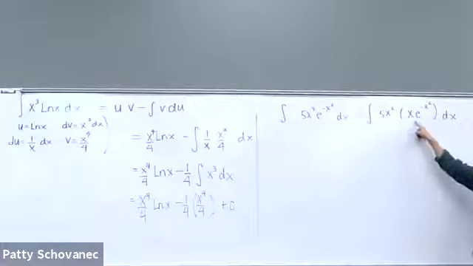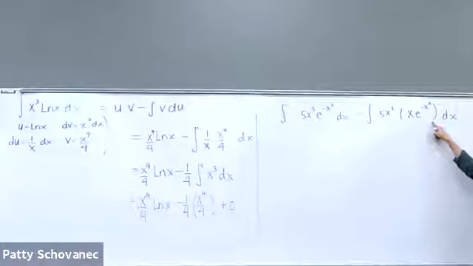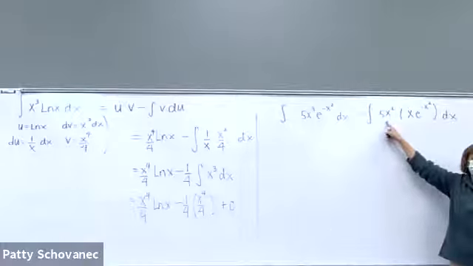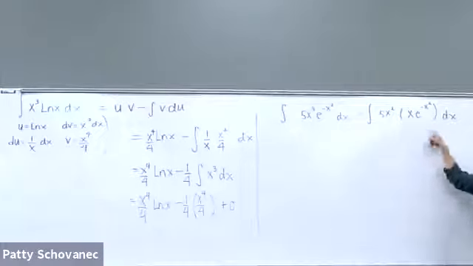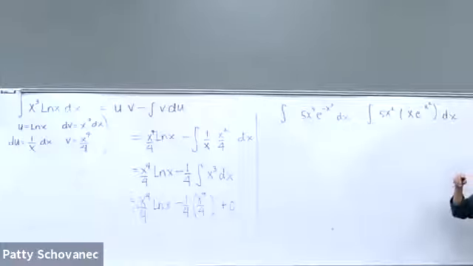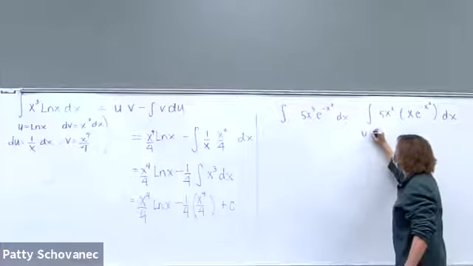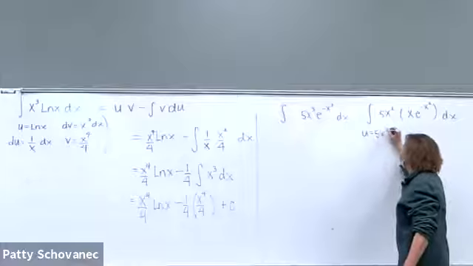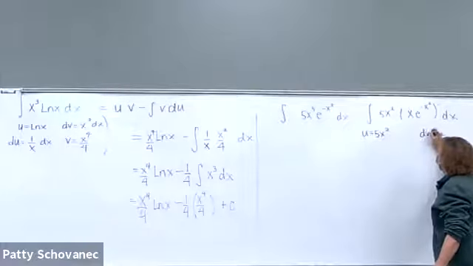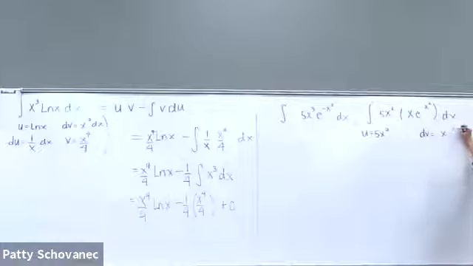So now we can integrate this, right? So now this is my dv, and this is going to be my u. In order to get the dv, we've got to do some scribbling in the margin over there. Okay, so we're going to pick u to be the 5x squared, and dv to be the x e to the negative x squared dx.